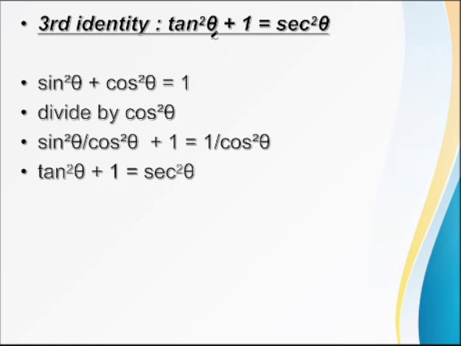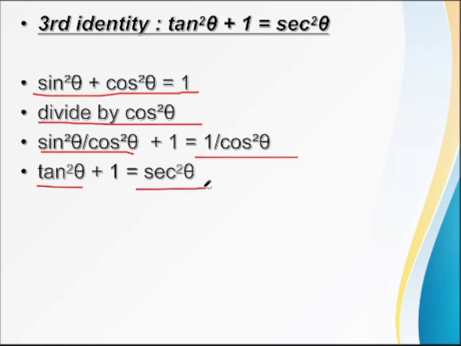Third identity, which is tan square theta plus 1 equals sec square theta. For this we are taking the first identity, sin square theta plus cos square theta equals 1. Now we have to divide the identity by cos square theta. So we get sin square theta by cos square theta plus 1 equals 1 by cos square theta. Sin square theta by cos square theta is tan square theta, plus 1 equals 1 by cos square theta, which is sec square theta. So we derived the identity tan square theta plus 1 equals sec square theta.